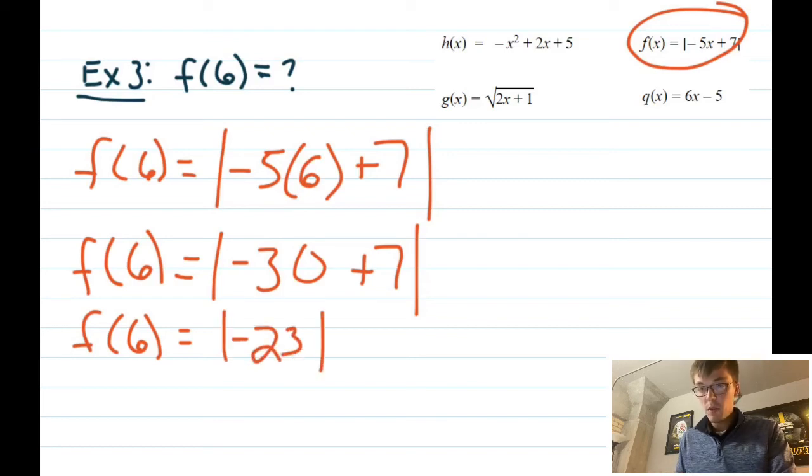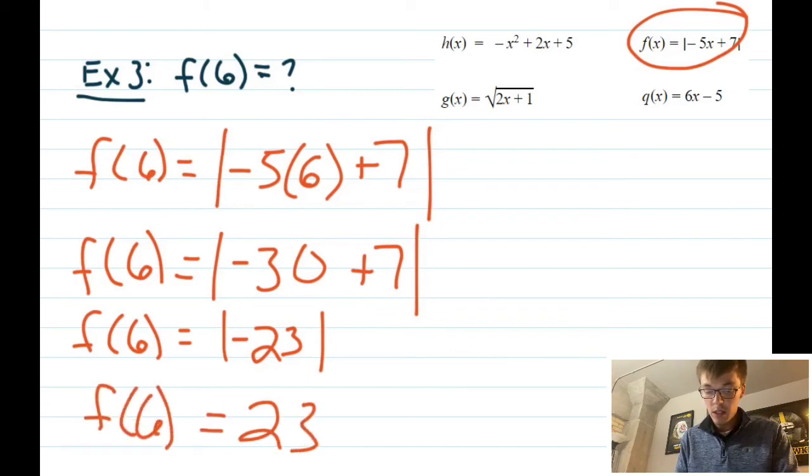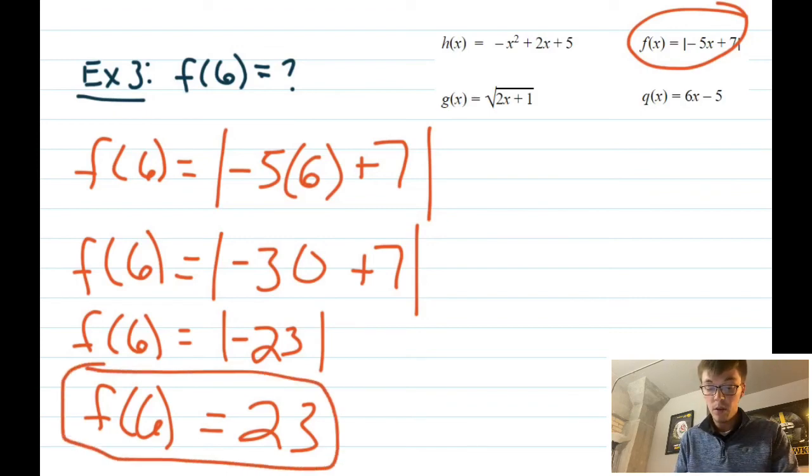The absolute value is the distance from 0. So how far is negative 23 away from 0? That is a positive 23. So our answer is f of 6 equals 23. Remember to write it in function notation. You must write your answer as that. It's also kind of like a coordinate. The x value is our 6, and the output is our 23. So if you think of it as a coordinate, it would be 6 comma 23. That's another way that function notation comes into play here.